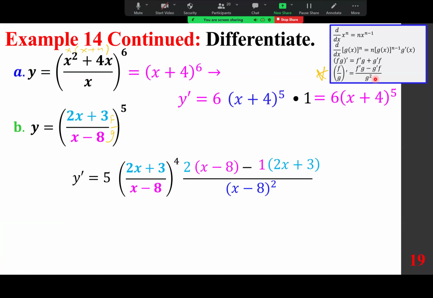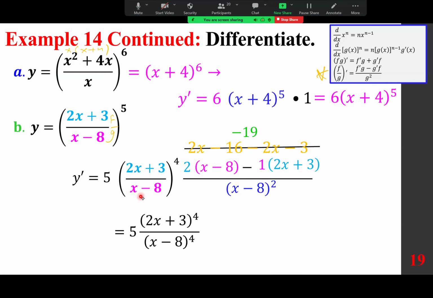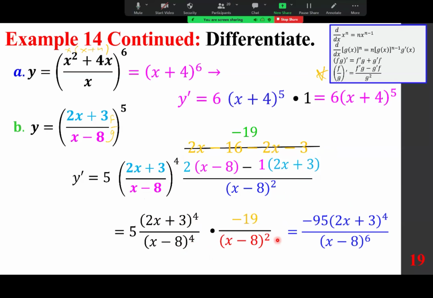Done with calculus. 2x minus 16 minus 2x minus 3. 2x minus 2x cancel each other. These two add up to negative 19. And so we have a fraction bar. First of all, I'm going to separate this just this time so you can see this is the power of 4, and so this is this one. And I write the second piece. 5 times negative 19, meaning negative 95, is in the numerator, including 2x plus 3 to the power of 4, these two. X minus 8 to the power of 4 plus 2 makes it x minus 8 to the power of 6 in the denominator, and we are done.